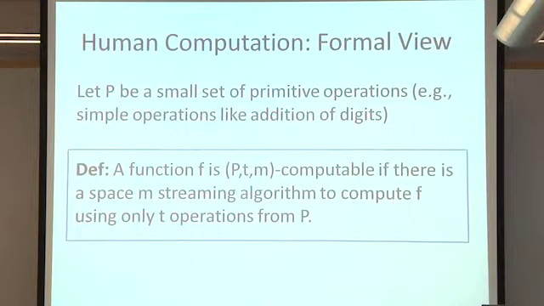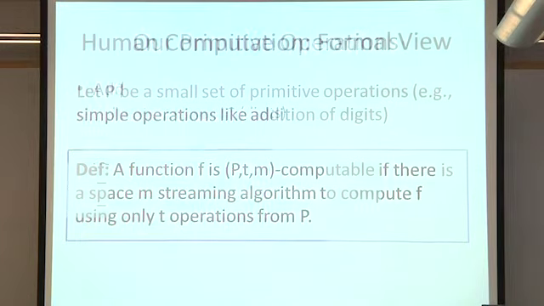So let's formalize the goal of human computation a little bit. To formalize this, let's consider a small set of primitive operations. For example, a primitive operation might be adding 2 digits mod 10, or given an image, recalling the secret value associated with this image. We'll say a function f is PTM computable if there's a space M streaming algorithm to compute f using only T operations from the set of primitive operations.